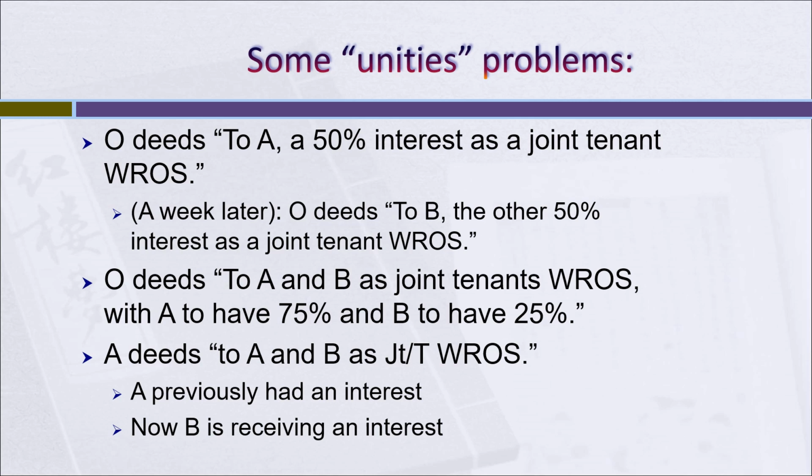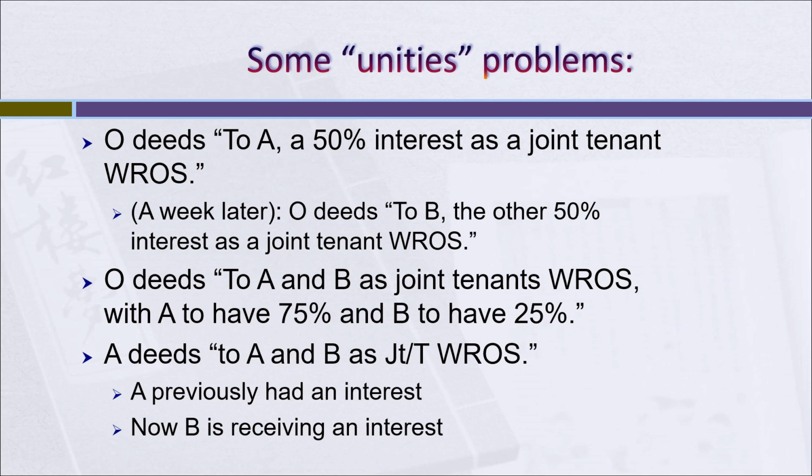Now that's the common law result. In a number of states, the legislatures have passed statutes which change that and which allow one person to convey to himself or herself and another person as joint tenants with right of survivorship. But in the absence of a statute that corrects this problem, A and B will end up with a tenancy in common.